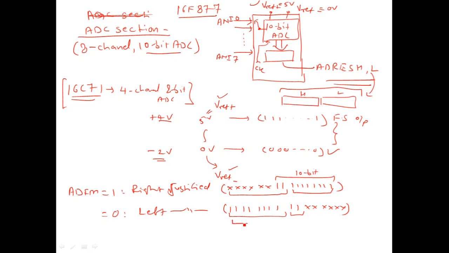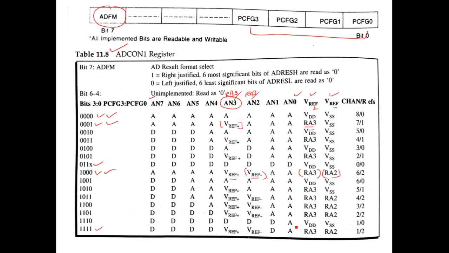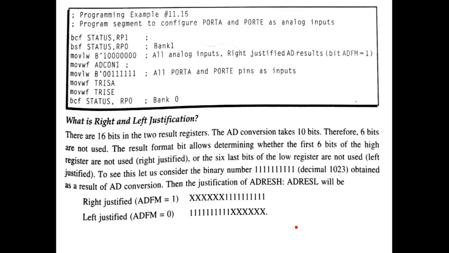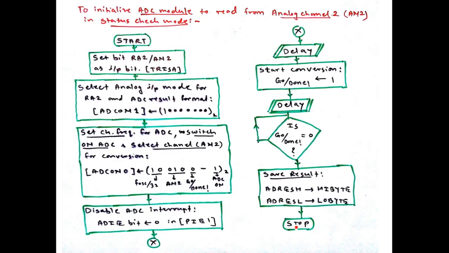So this is the 10-bit data, left justified. That's all. So that is the manner in which the result will be stored in this register. Okay, so we have discussed the 2 control registers for the ADC module, ADCON 0 and ADCON 1. Right justified, left justified, it is shown here. And so you can see the program to read the ADC module.